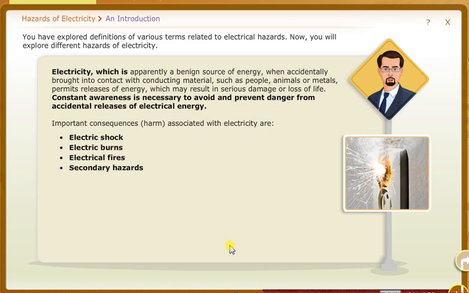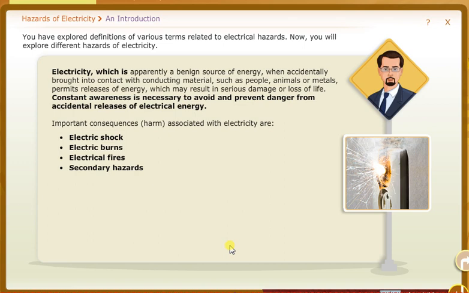Electricity, which is apparently a benign source of energy, when accidentally brought into contact with conducting material, such as people, animals, or metals, permits releases of energy which may result in serious damage or loss of life. Constant awareness is necessary to avoid and prevent danger from accidental releases of electrical energy.